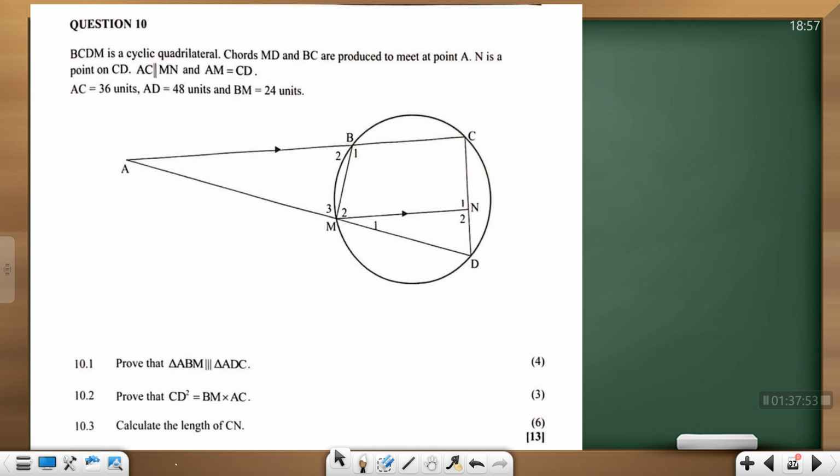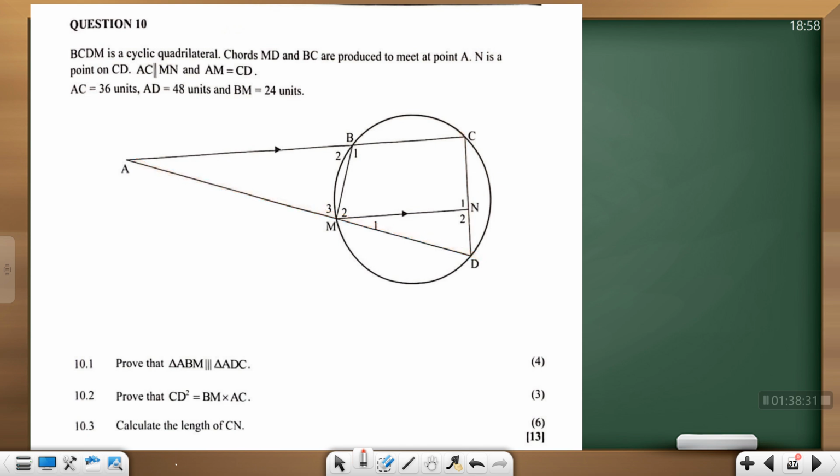B, C, D, M is a cyclic quad. Look, go and look for it. Have you found it? Chords MD and DC are produced to meet A and N, so that AC is parallel to what? Alright. Do we see parallel? Let's check something. Can you see that this line is parallel to this line, right? Is this in a triangle? Proportionality is coming in somewhere. Do you see that already? Parallel line and a triangle. Proportionality is coming in somewhere.